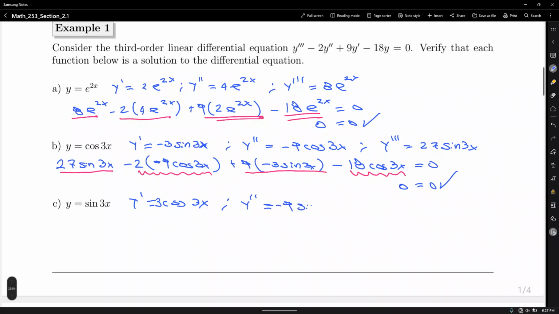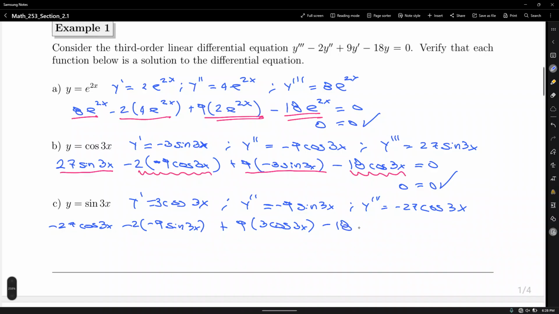Negative 9 sine 3x. And y triple prime, that is negative 27 cosine 3x. All right? Okay, so y triple prime, negative 27 cosine 3x minus 2 times the second derivative, which is negative 9 sine 3x, and then plus 9 times the first derivative, which is 3 cosine 3x, minus 18 times the original function, sine 3x.